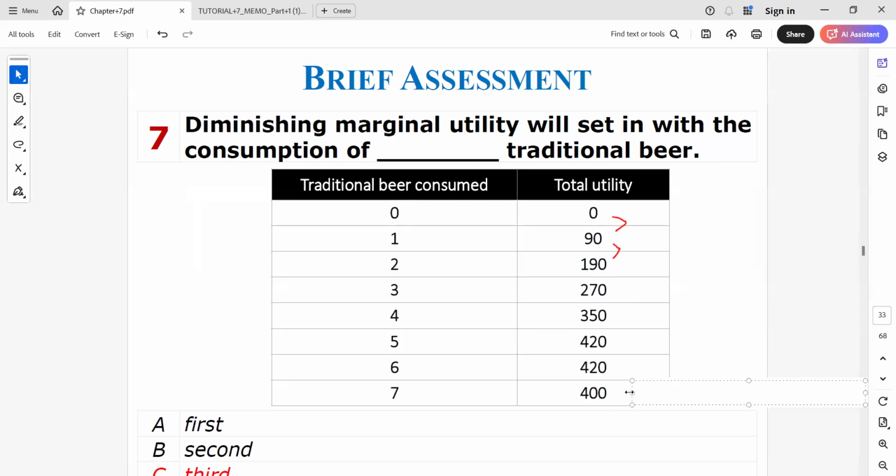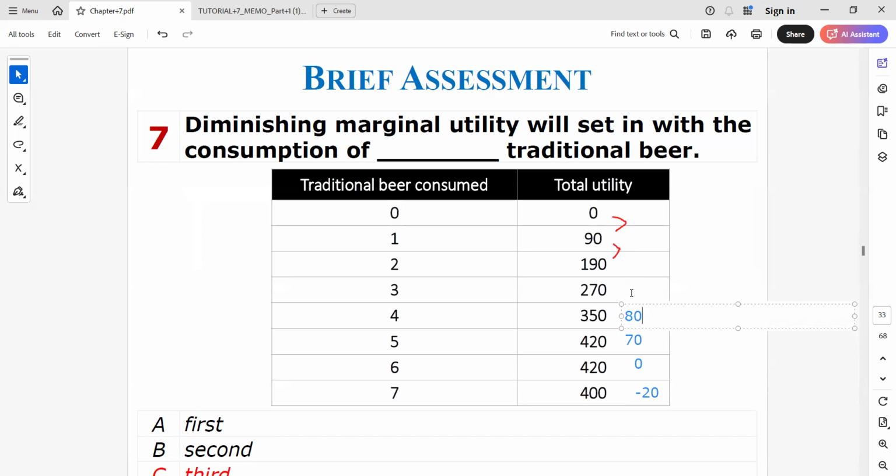420, this is negative something. So it's negative 20. And then 420 minus 420 is 0. This is where your total utility is maximum. 420 minus 350, you get 70. 350 minus 270, you get 80.